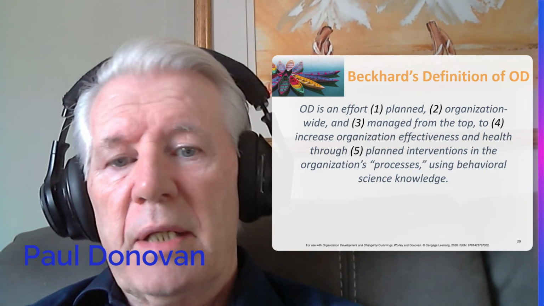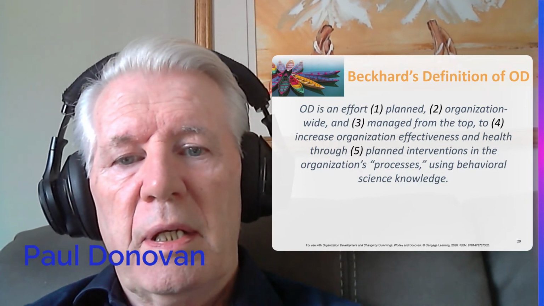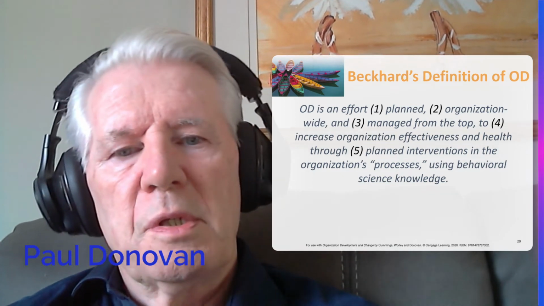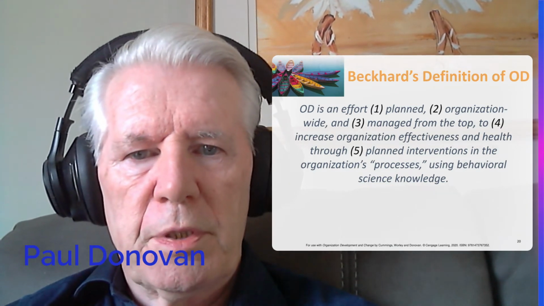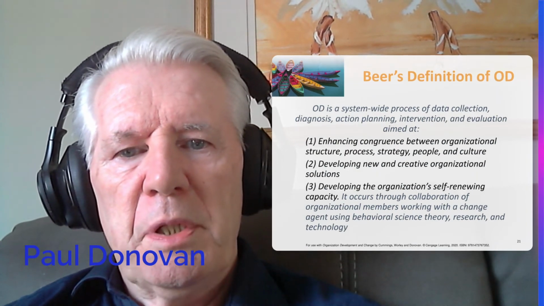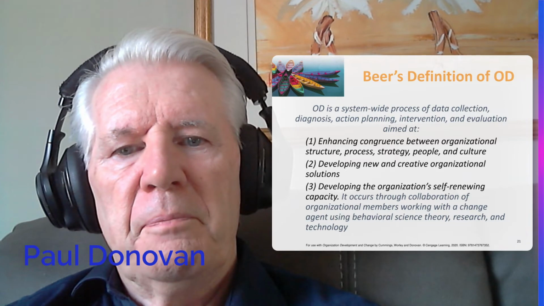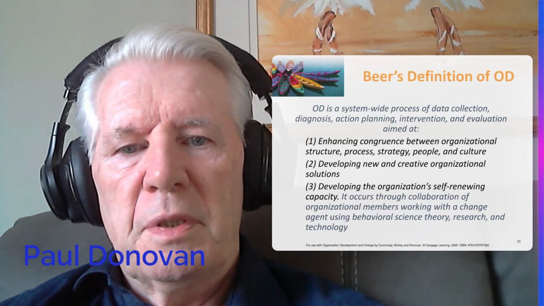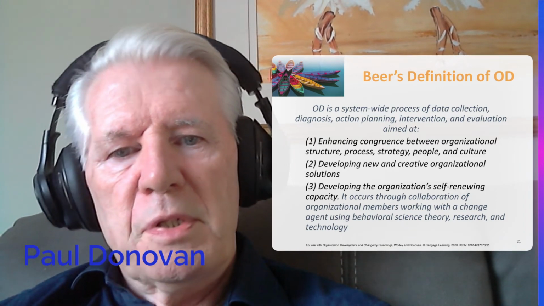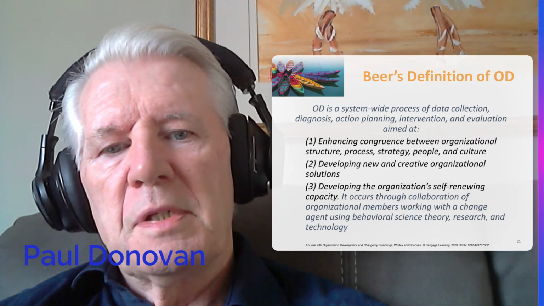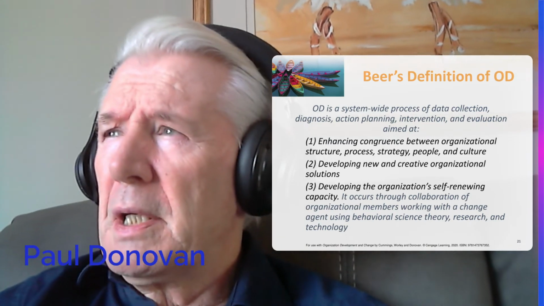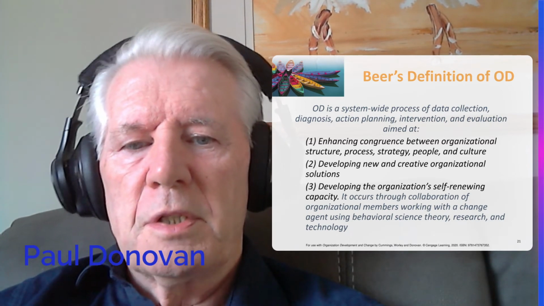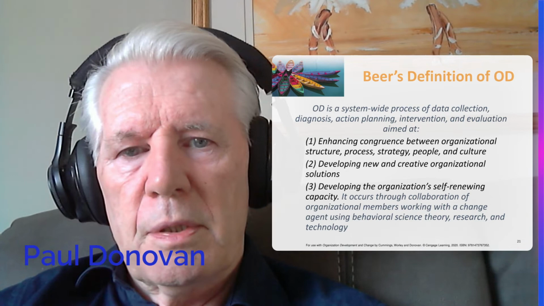Beckhart's definition, again, also includes using behavioral science knowledge. It adds a bit there about managing from the top. This isn't always assumed by OD definitions. Beer's definition is quite comprehensive, but it emphasizes the congruence between the different aspects of an organization. It emphasizes new solutions, and it emphasizes self-renewing capacity, which is an important part of OD, that a skill, a competence is left in the organization after the departure of the consultant.